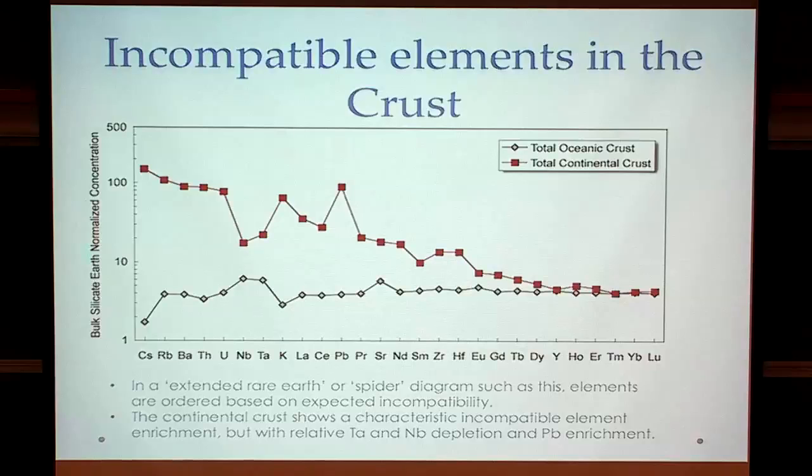If we look at, in particular, the total continental crust, we see generally this pattern of increasing concentration with increasing incompatibility. We also see a couple of screwy things. We see a depletion in tantalum and niobium, and we see an excess enrichment in lead. These are kind of hallmarks of continental crust.